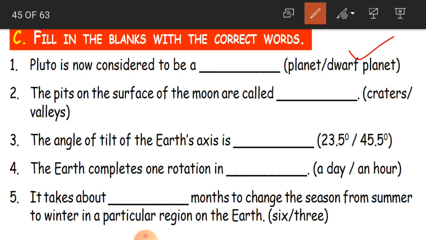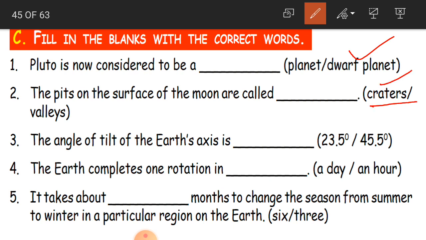Have you seen round surfaces on the surface of the moon? When the rocks in outer space hit the surface of the moon, these pits and holes are formed in round shape there. So we call them what? Either craters or valleys, and the answer is craters.